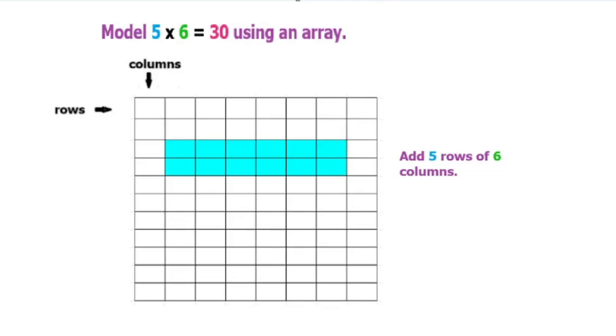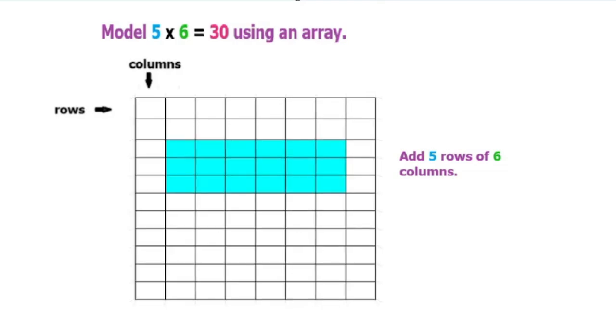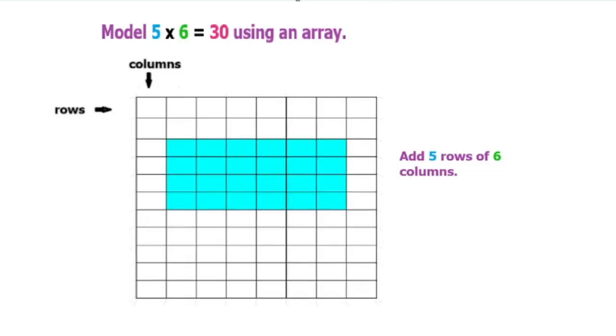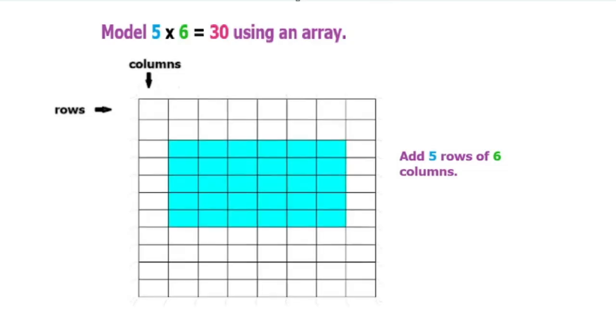There's the second one. There's the third one. There's the fourth one. And there's the fifth one. And if we look here, we could see that there's 30 squares filled in, right? So there's 6 here, 6, 12, 18, 24, 30.